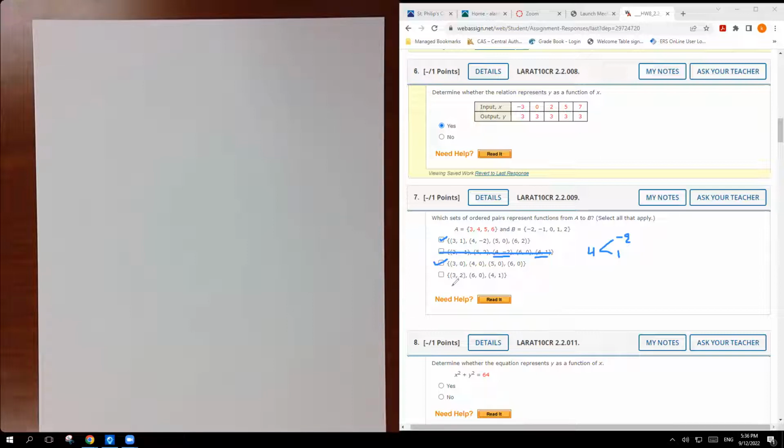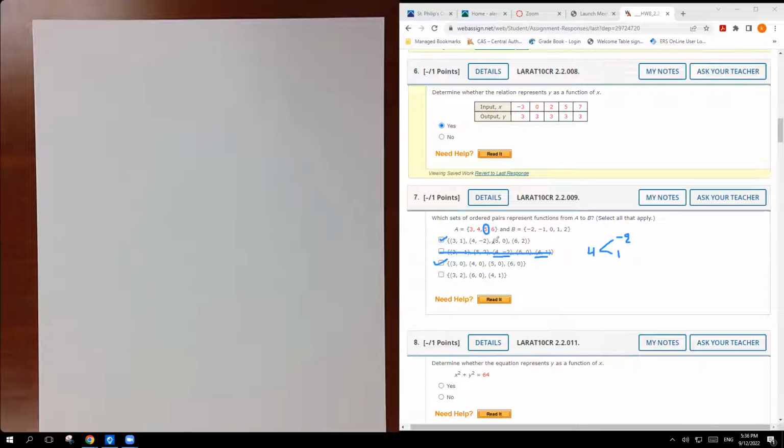The last one, let's check if this is a function or not. 3 goes to 2. This is okay. 6 goes to the 0. This is okay. 4 goes to 1. This is also okay. But what about 5? We couldn't find X goes to Y. That means X, 5, doesn't go anywhere.